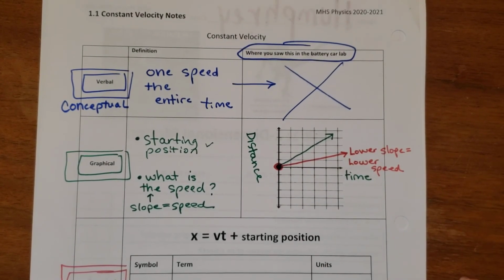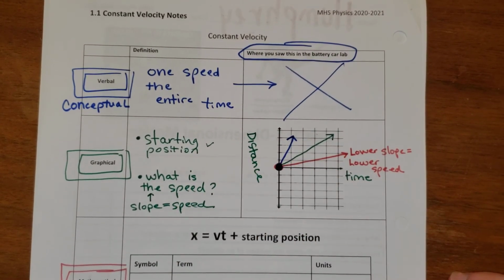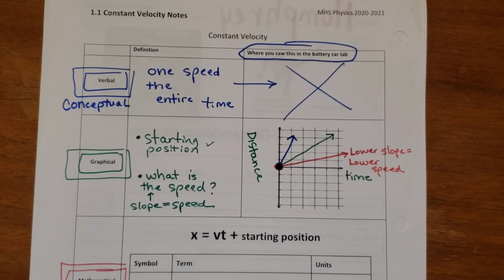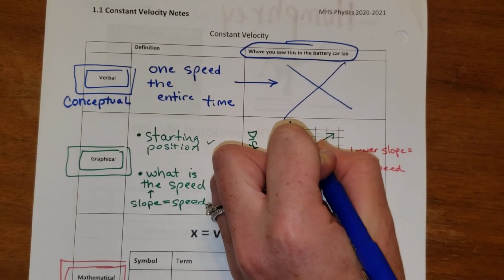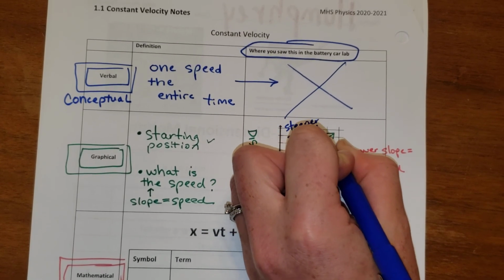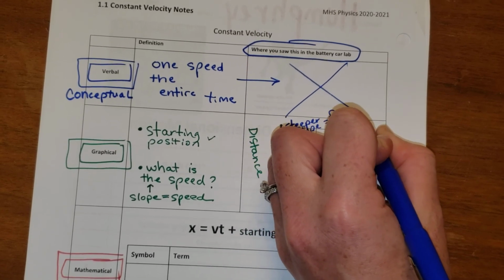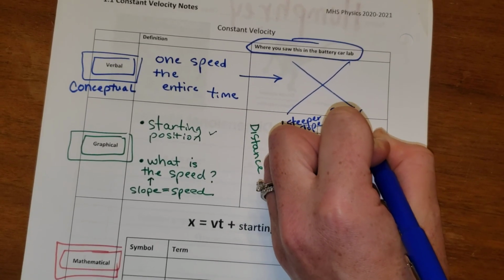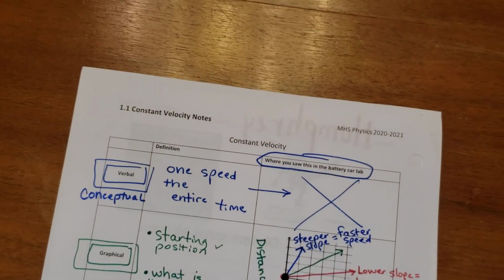If I brought a third object in here, and it's going like that. Whew. Steeper slope, greater speed. Oh no. That's my camera that just fell.